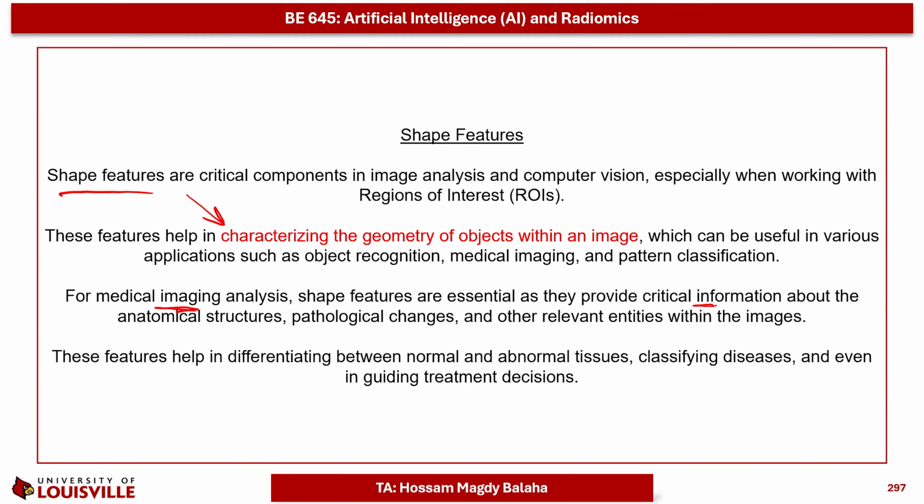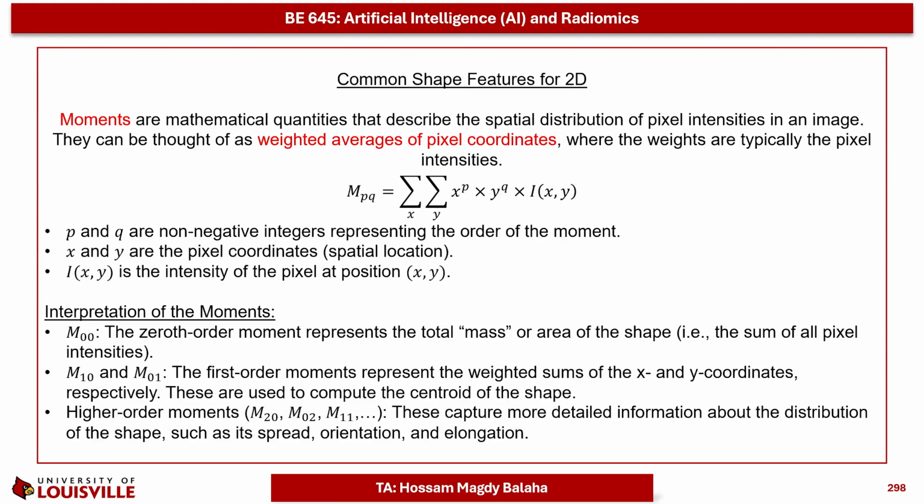Also, you can use these features to discriminate and differentiate between normal and abnormal tissues, classify diseases, and even guide treatment decisions. So here we need to understand how we can extract the different shape features from 2D images and 3D volumes. So let's begin with the common shape features for 2D.